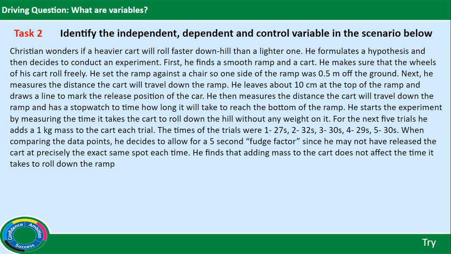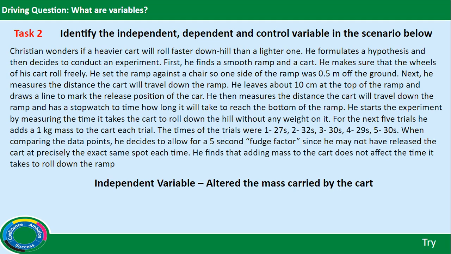When comparing the data points, he decides to allow for a 5-second fudge factor, since he may not have released the cart at precisely the exact same spot each time. So he makes sure that he allowed a little 5 seconds just to ensure that the timings were fair. He finds that adding mass to the cart does not affect the time it takes to roll down the ramp. So, what's the independent variable?